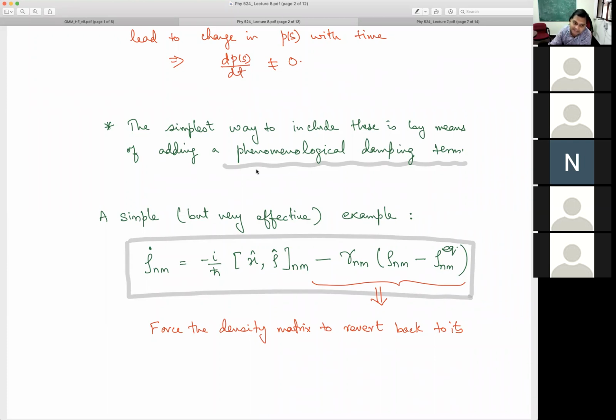I can derive this from very sophisticated algebra, which is called the kinetic theory of the density matrix. I can send you some references, but eventually we will again end up here.